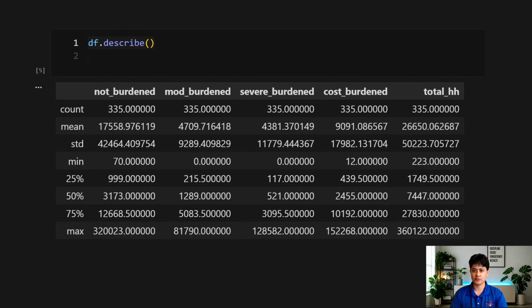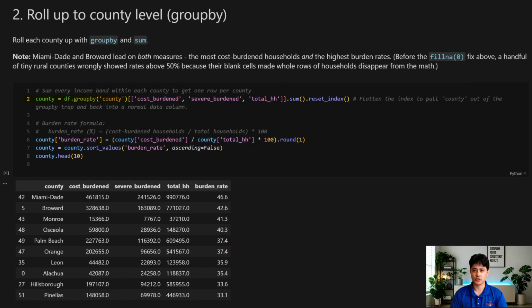With clean data frames, cell 6 performs a data rollup using group by county and aggregates our counts using sum. I call reset index immediately to flatten the index, pulling the county attribute out of the index state and back into a queryable column format. I calculate the overall burden rate as a vectorized percentage, cost burdened divided by total household times 100, rounded to 1 decimal place.